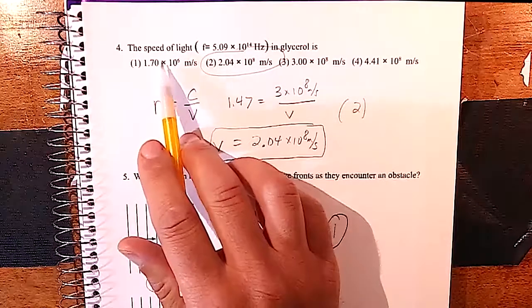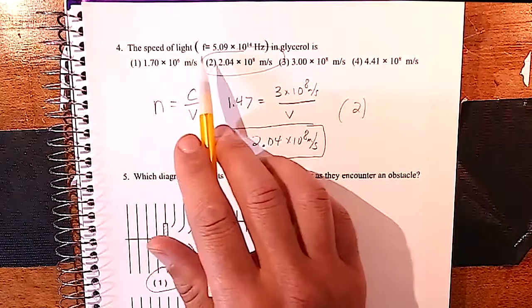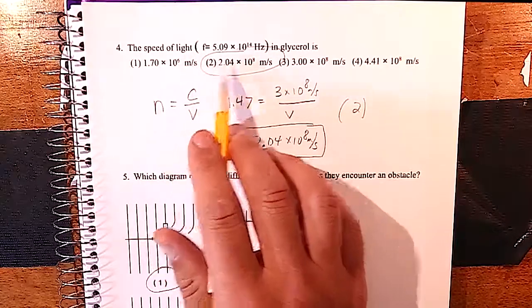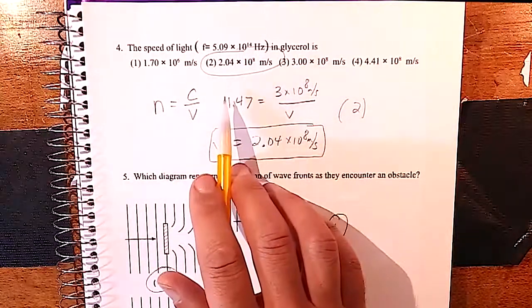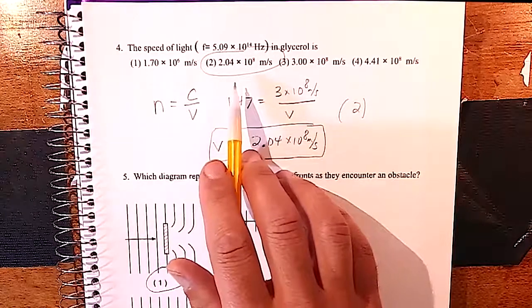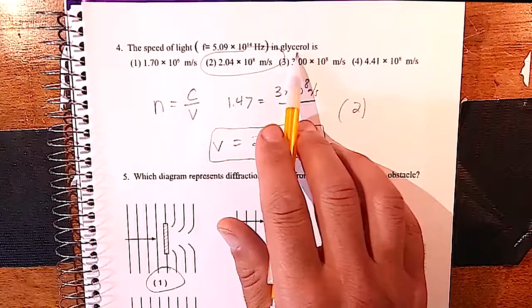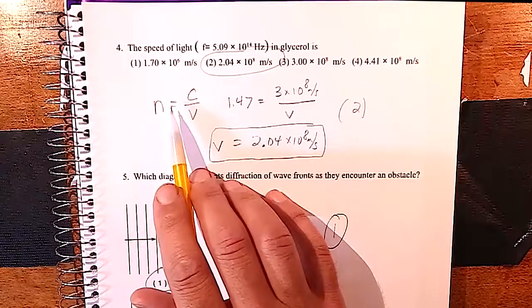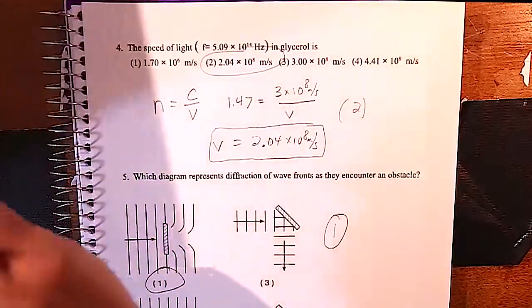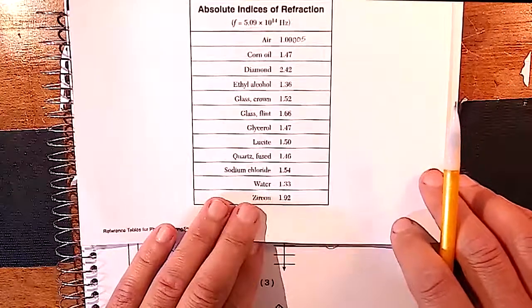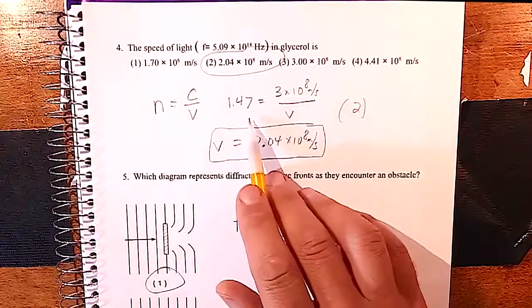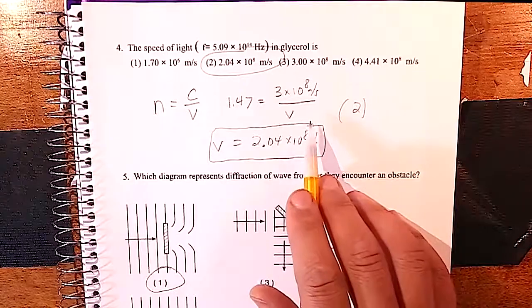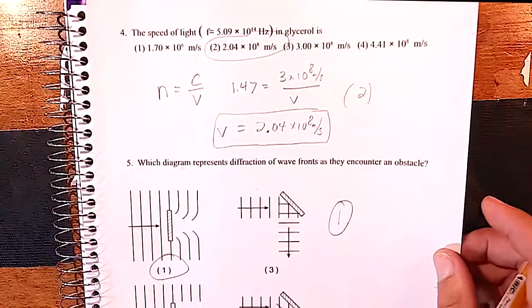In this one, they give us the speed of light at a particular frequency in glycerol. So they're looking for the speed of light at this frequency. The speed of light is going to be something less because it's in a medium that has an index of refraction. So all we have to do is look up the index of refraction for glycerol, and glycerol on the chart is 1.47. So we put that into n equals c over v. We know the speed of light in a vacuum is 3 times 10 to the 8th. So we cross multiply and solve for the answer.